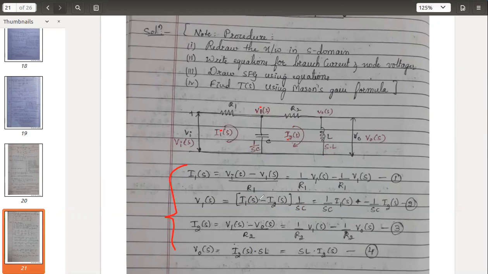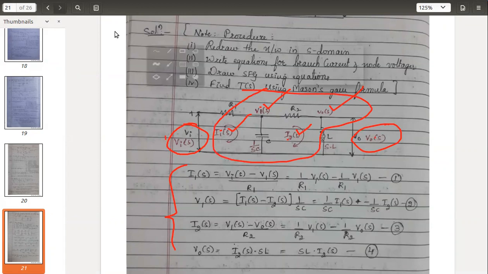So first, identify the number of variables. How many variables do you find here? You can see there are 4 variables. This is the input side, this is your output side. Further you have I1, V1, I2, V0. So these are the 4 variables you get inside, and along with that, input and output. So totally 6: I1, I2, V1, V0, and input and output.